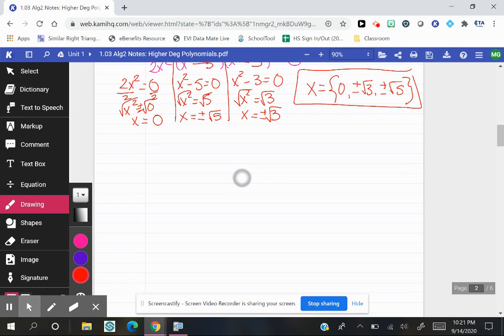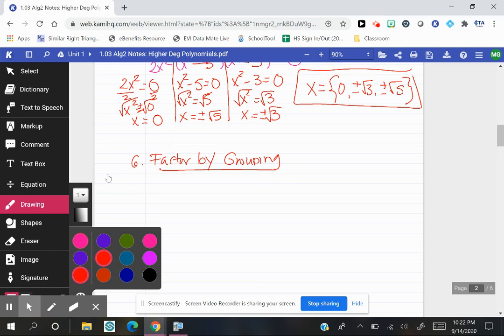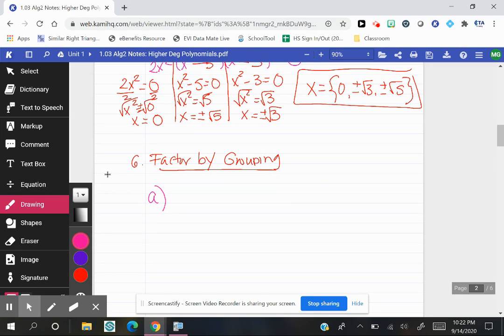Okay, next up we're going to do 2 that are factoring by grouping. Factor by grouping. So this is kind of like the end of P's and C's for this one. So letter A will be our first one. 3x to the 3rd plus 2x squared minus 27x minus 18. Notice this is 4 terms, not our usual 3.